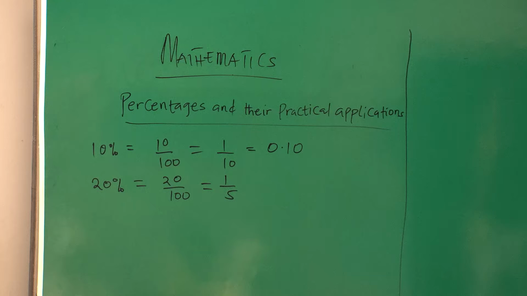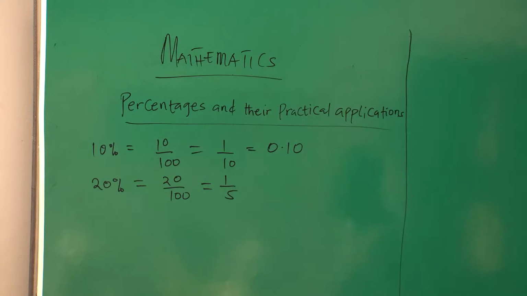So viewers, we have shown how to express a percentage as a fraction. If you have a given percentage and you are asked to express it as a fraction, say 5%, it means 5 out of 100. But you can reduce it further to its simplest form, as we have shown.